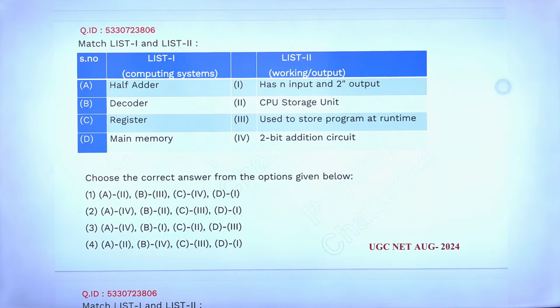Now do this. Half adder, decoder, register, main memory. 89% correct answer.